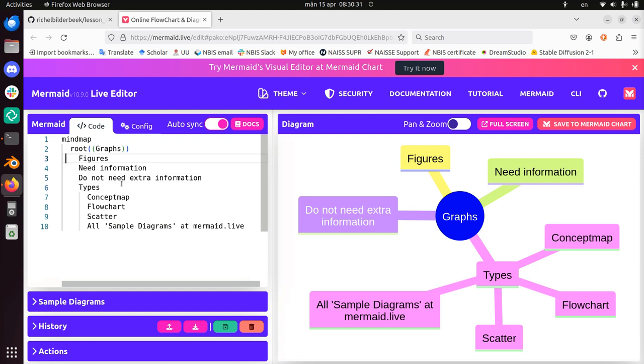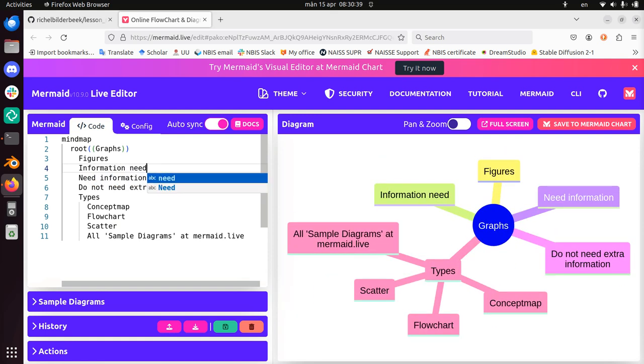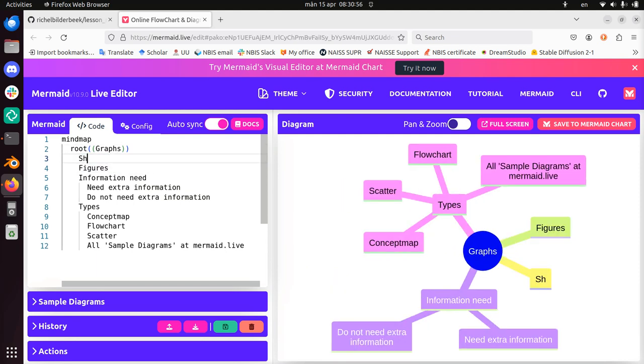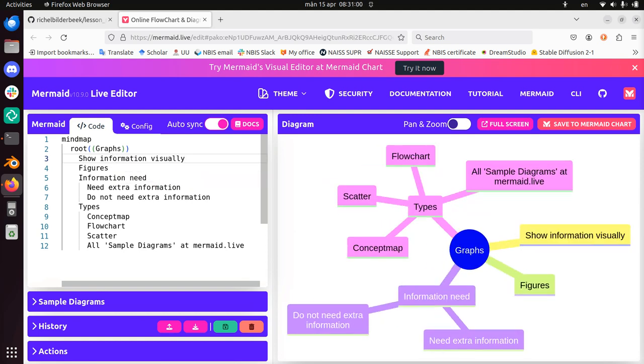Maybe I should make this into information need. Need information, do not need information. So this is more, need extra information. Yeah, so I think what the goal of graphs is, is to show information visually. Yeah, so I think this is what I think about graphs at this moment.